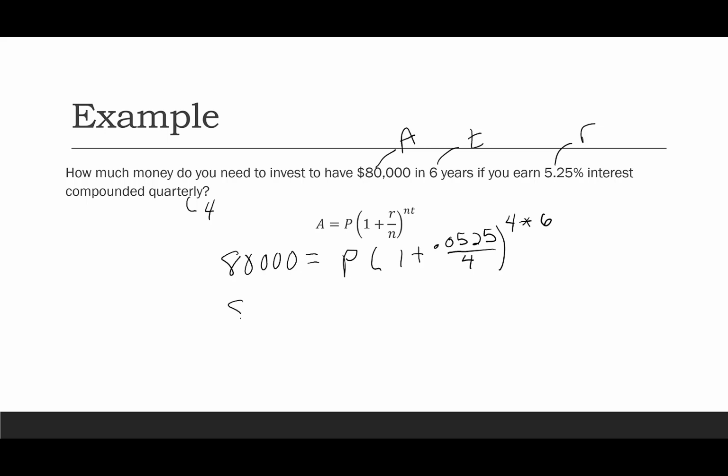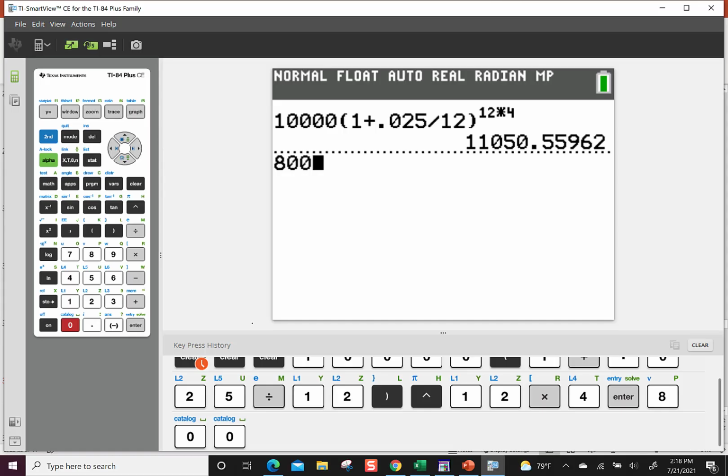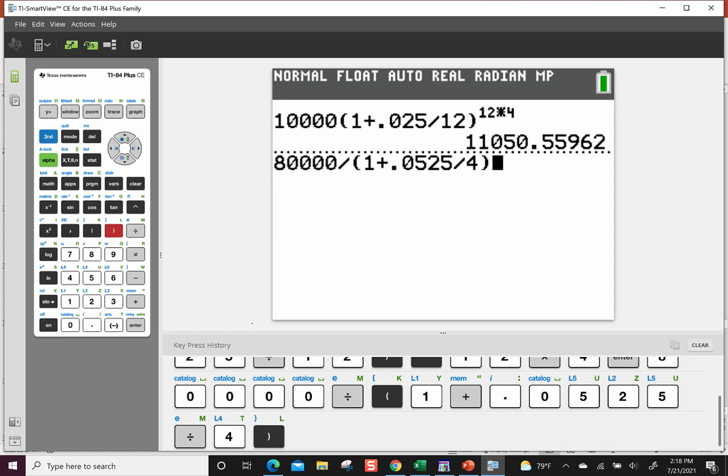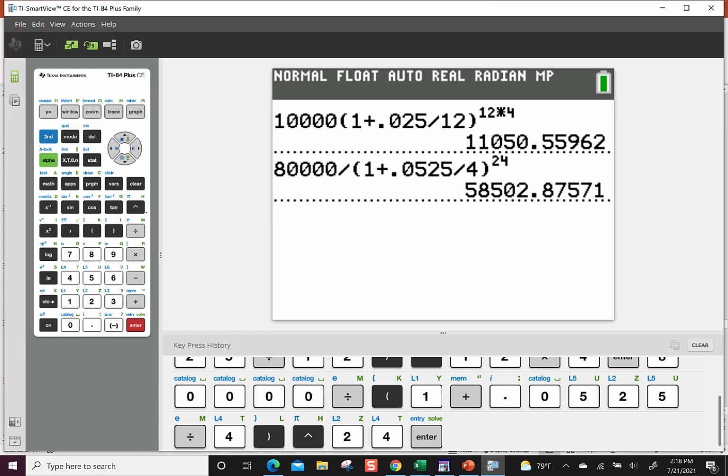So we're going to put in 80,000 divided by parentheses 1 plus 0.0525 over 4. 4 times 6 is 24, so I'm just going to go ahead and write 24, keep things easy for me. 80,000 divided by parentheses 1 plus 0.0525 divided by 4. And then I hit the exponent, and we've already simplified it and made it 24. And it says $58,502, and we're going to make that 88 cents.